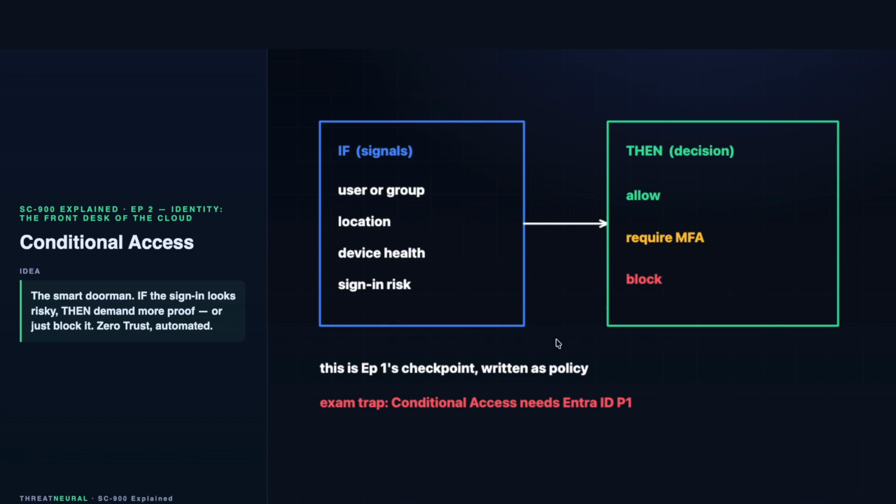One more exam trap here. Conditional access is not included in the free tier. It needs an Entra ID P1 license. The exam checks that. And when we get to the security tools in the next episode, you will see these same risk signals feed into the alarm system too.